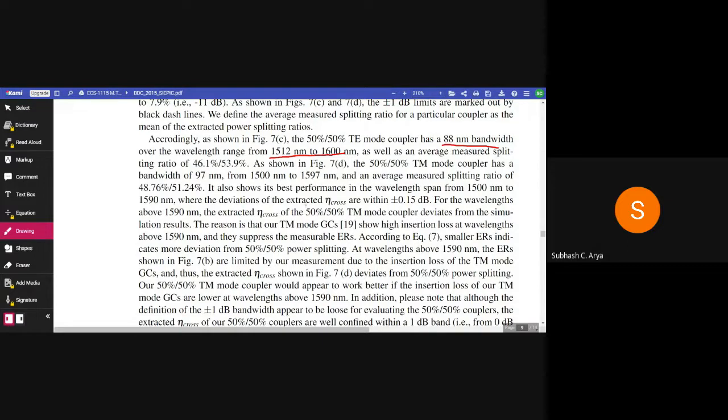It also shows its best performance in the wavelength span from 1500 nanometer to 1590 nanometer, where the deviation of the extracted eta cross is within plus or minus 0.15 dB. For wavelengths above 1590 nanometer, the extracted eta cross of the 50-50 TM mode coupler deviates from the simulation result.